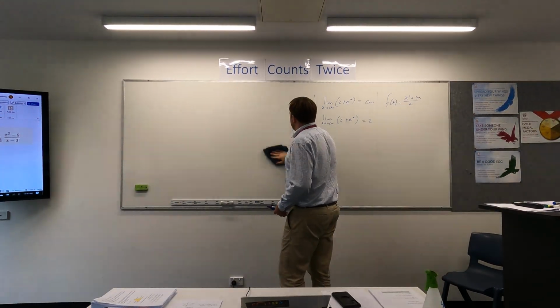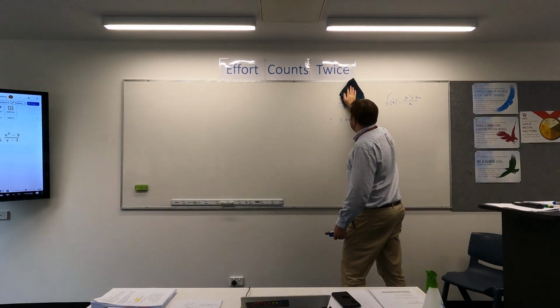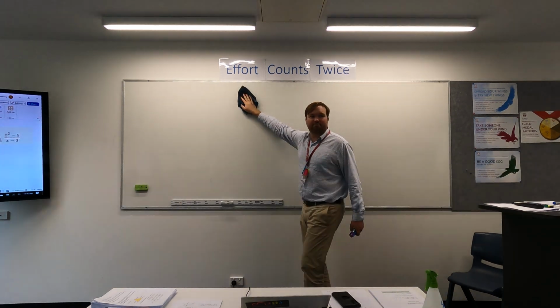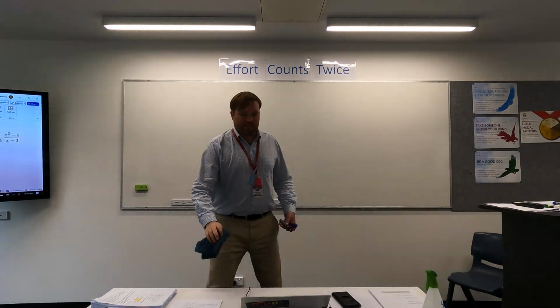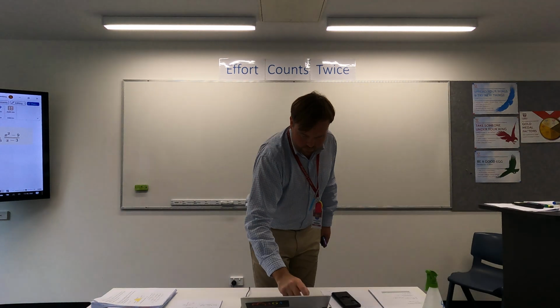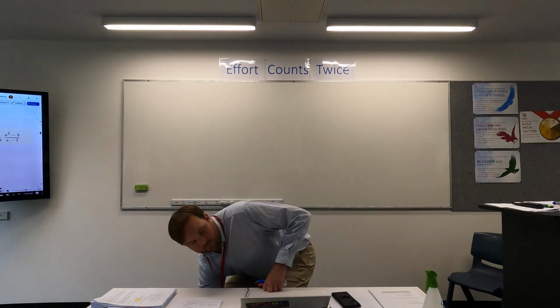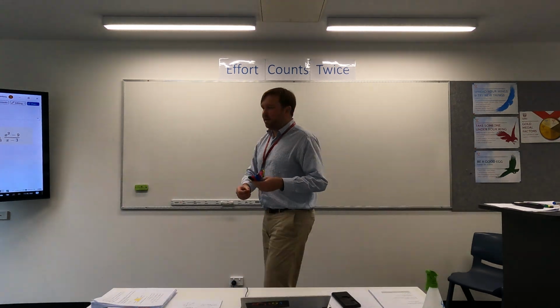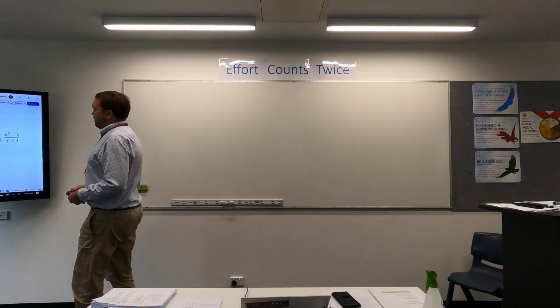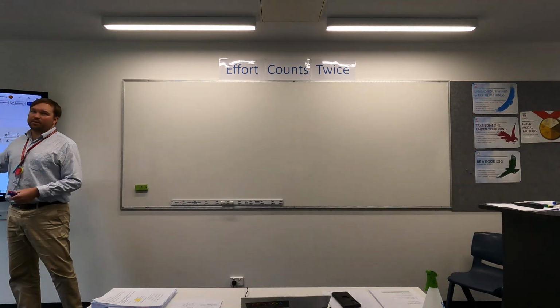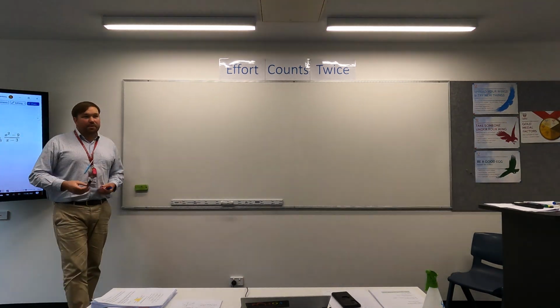First one, limit as x tends towards 2 of x squared. Any guesses what that is? 4. Yeah, nice, 4. Answer for A is 4. Right. Next one, as x approaches 0, what does this approach? Yeah, the answer would be 3.